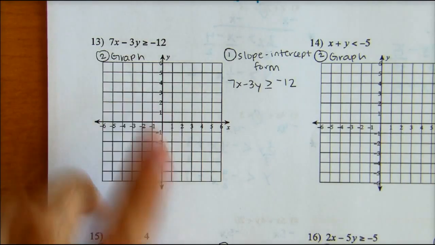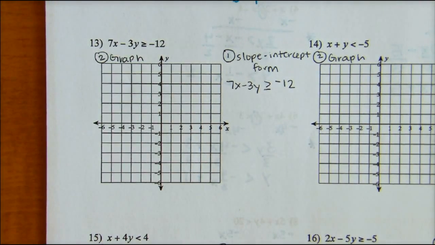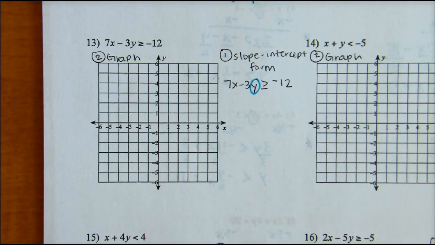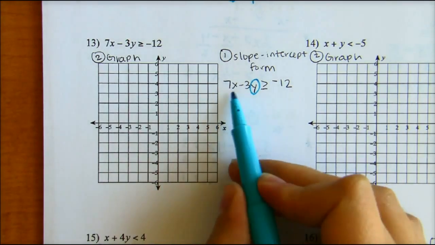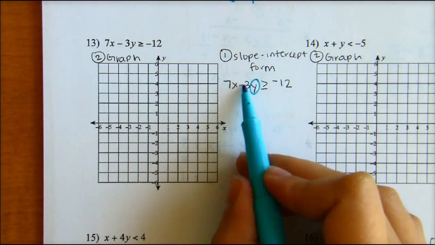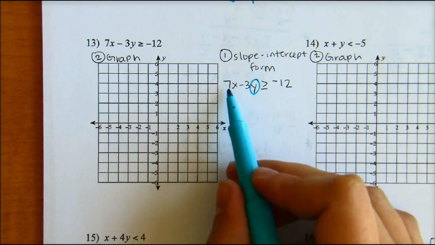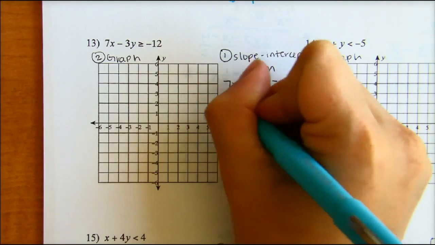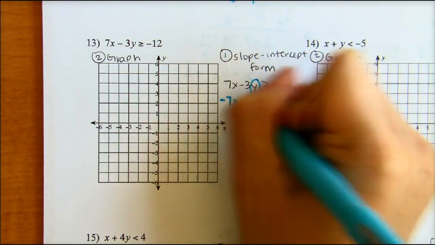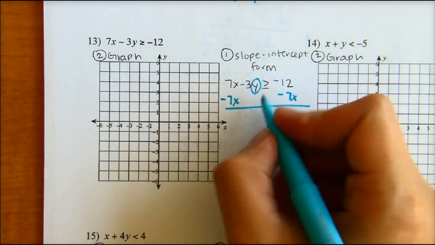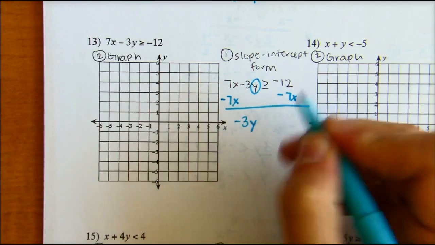Give number 13 a try on your own. Okay. So to get number 13 into slope-intercept form, I'm going to circle my y value. Look for what's in between. Look for that negative or that positive sign in between y and another term. That gives me a hint that I'm getting rid of that 7x. Because 7x is positive, I'm going to subtract it. When I do that, I'm going to carry down the sign of this 3. So I've got a negative 3y.